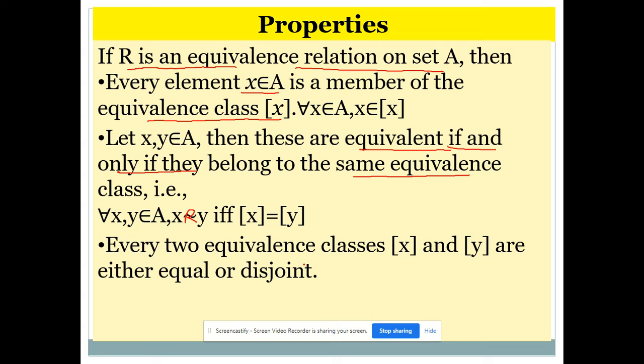Every two equivalence classes are either disjoint, or if they have something in common, then everything will be common. That means they will be equal. So we can say either they are equal or they have nothing in common. Their intersection is empty.